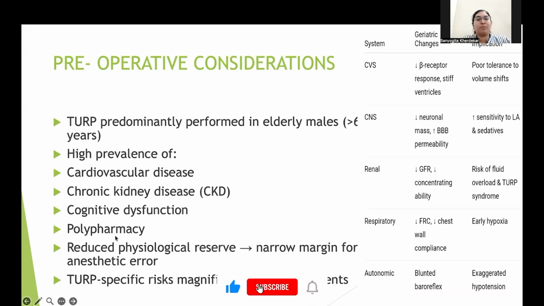So coming to the preoperative considerations, it is predominantly performed in elderly males. Clinically, the patient presents in the age group of 60 to 70 years predominantly. So there is a high prevalence of cardiovascular disease, CKD, cognitive dysfunction, polypharmacy because the patient will be on multiple comorbidities. Then there is, as I said, reduced physiological reserve. So there is a narrow margin for anesthetic error.